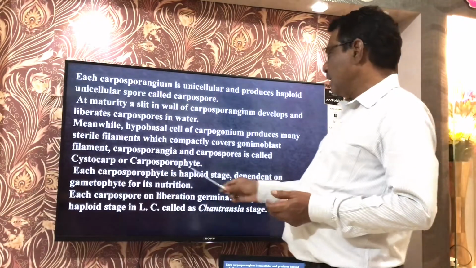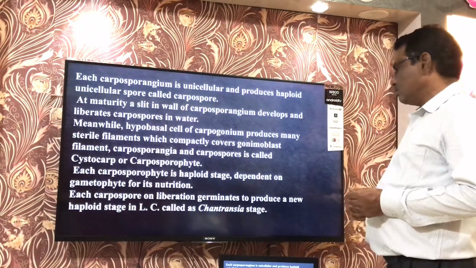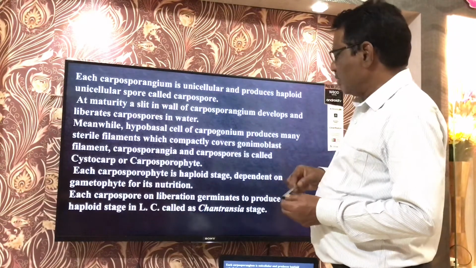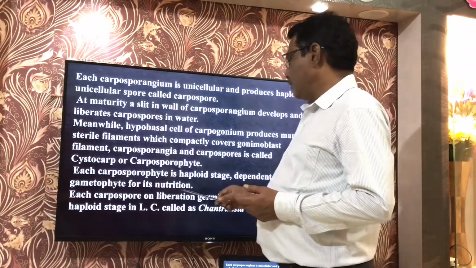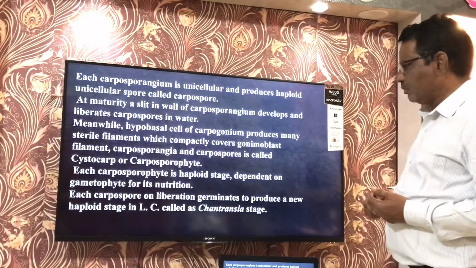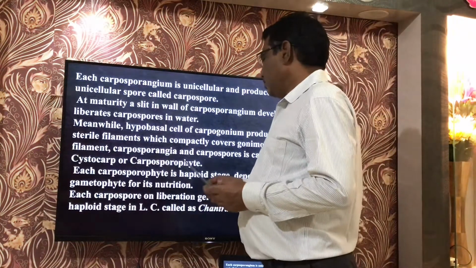So each such carposporophyte is a haploid stage in the life cycle of Batrachospermum, but this haploid stage is attached to the gametophyte of Batrachospermum, so it is dependent on the gametophyte for its nutrition. So it is not an independent phase in the life cycle of Batrachospermum, but is dependent on the gametophyte.